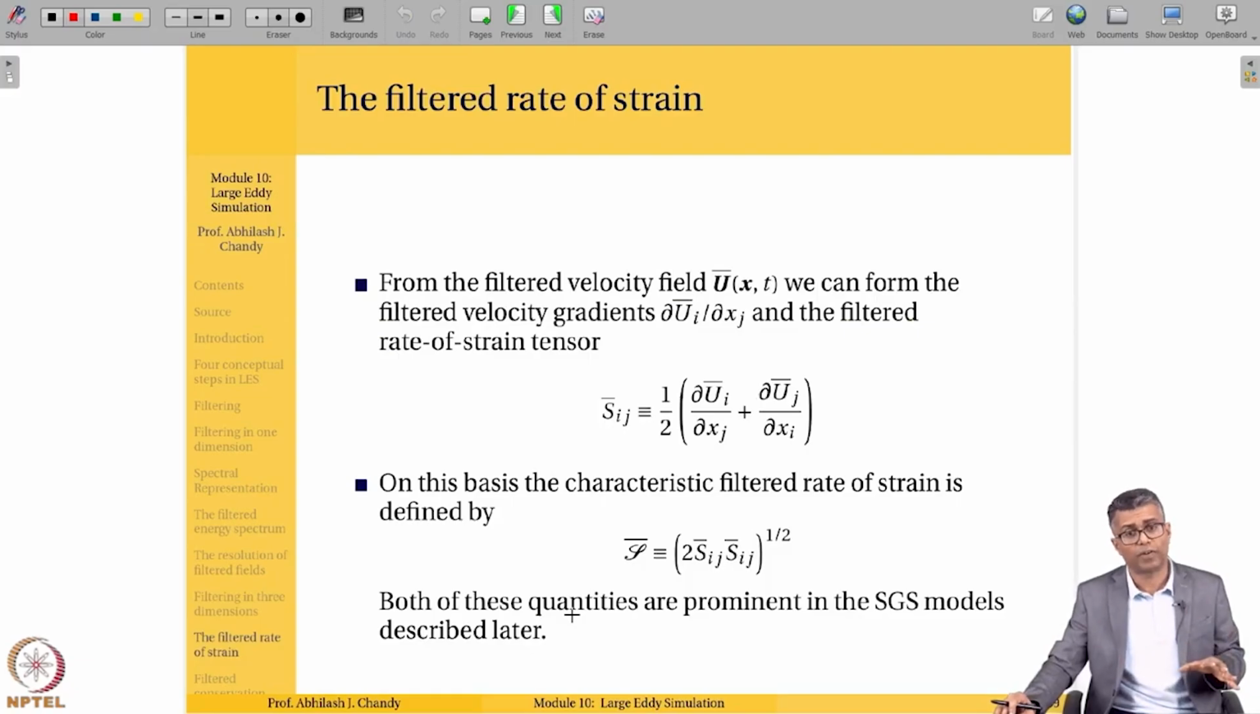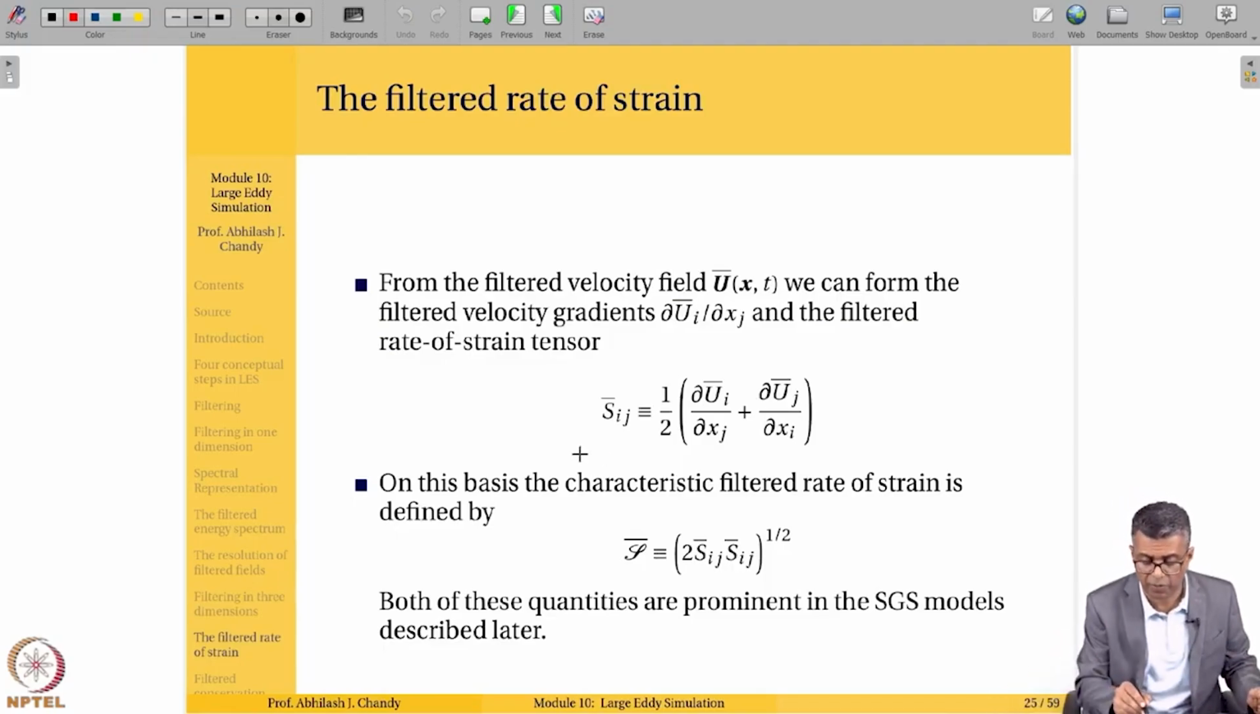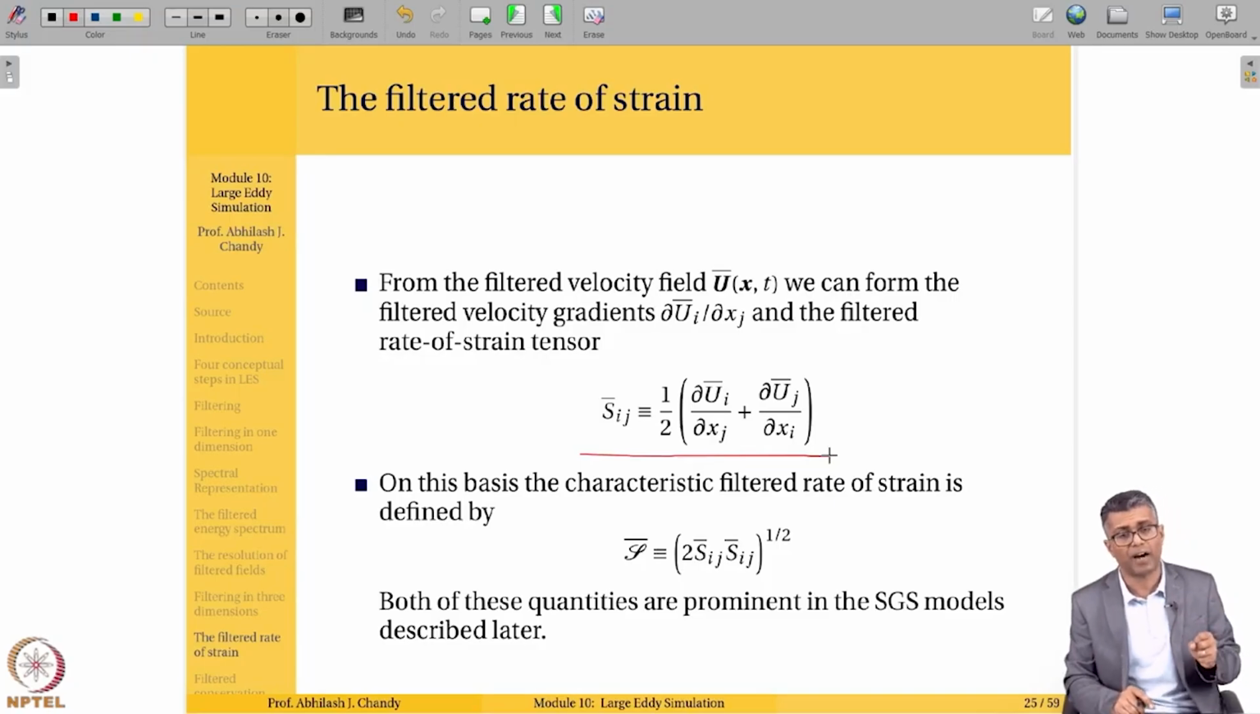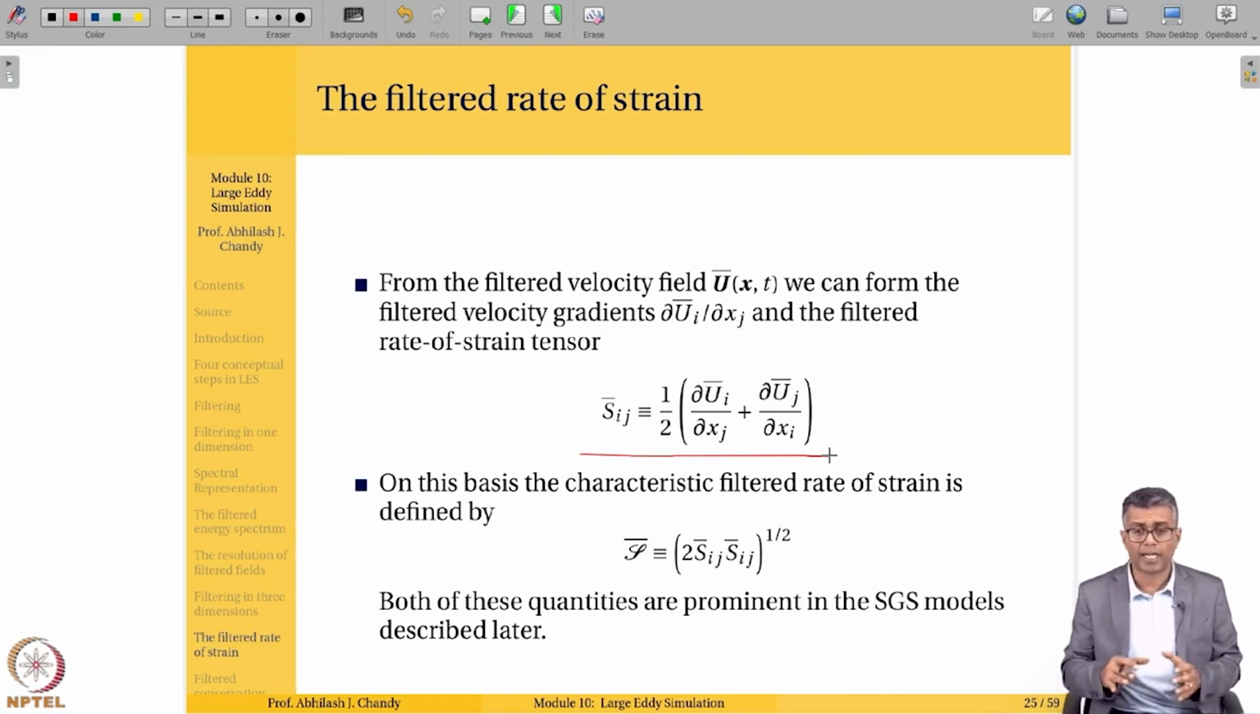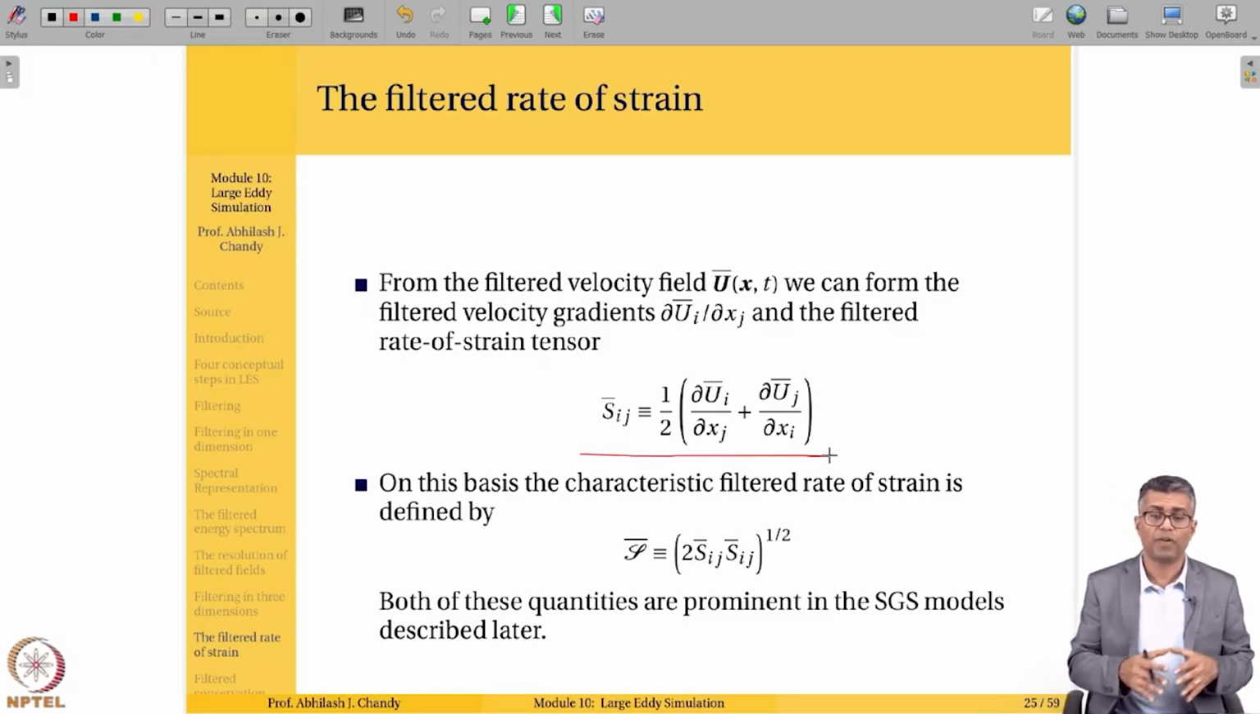Now, from the filtered velocity field, we can form filtered velocity gradients, del u bar del xj. In that case, the filtered strain rate is given by this: Sij bar is half times del xj ui bar plus del xi uj bar. The reason why we have moved to filtered strain rate is that we are getting to the point where we are going to be deriving the filtered equations. When we derive them, we will realize that there are some unclosed terms that pop up, and those are going to be related to the strain rate.